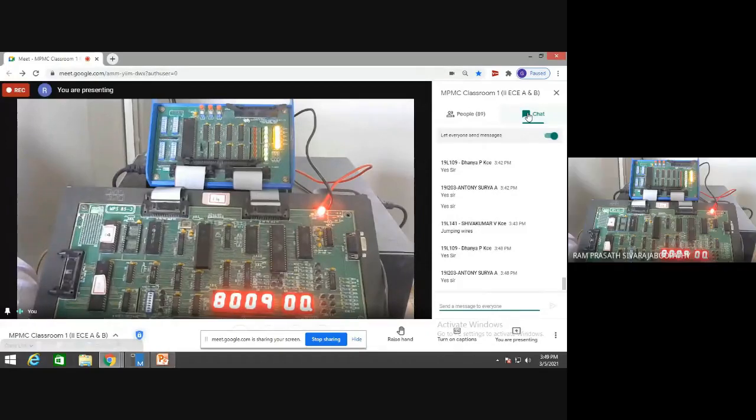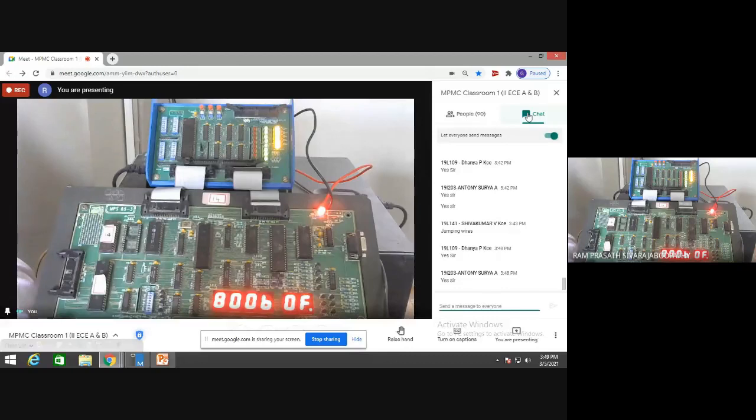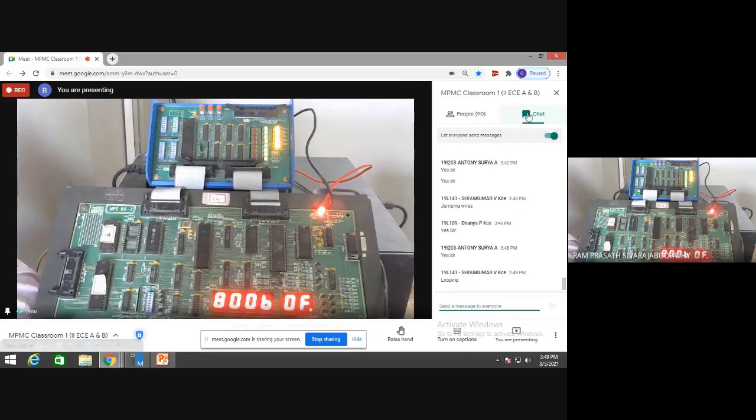Wait a minute. 0480, correct? Yes, that's all. Okay, no need of halt here. Why? We don't need the halt. Why? Infinite loop. Yes, very good. We are putting an infinite loop. Okay, thank you.